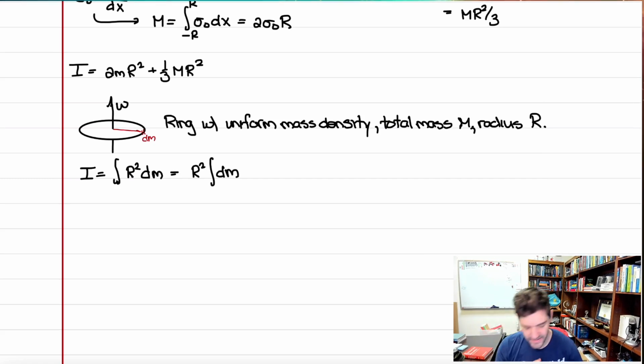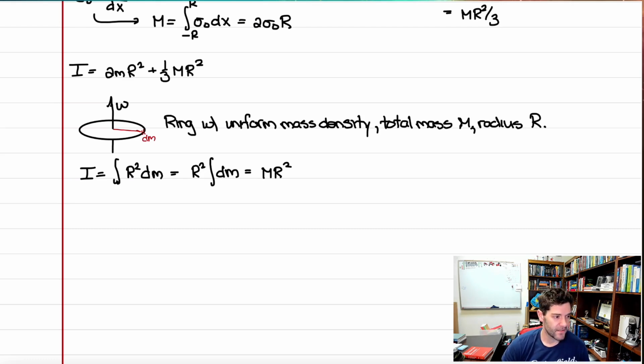Since every mass element is the same distance away from the center. So in the integral of mass, that just looks like this is then just capital M r squared, which is indeed what you would get when you look it up in a book for a ring.